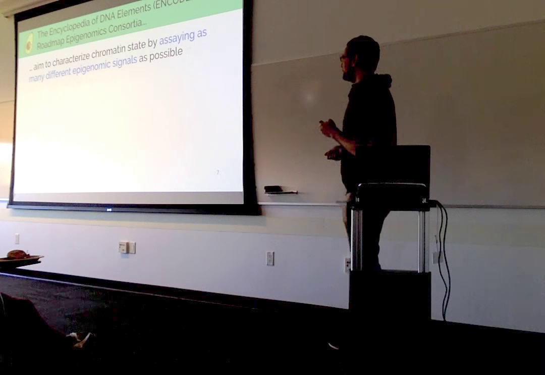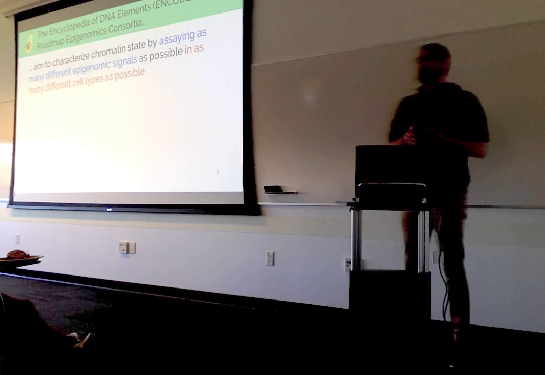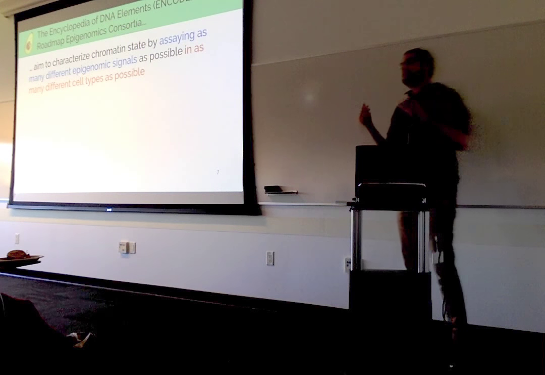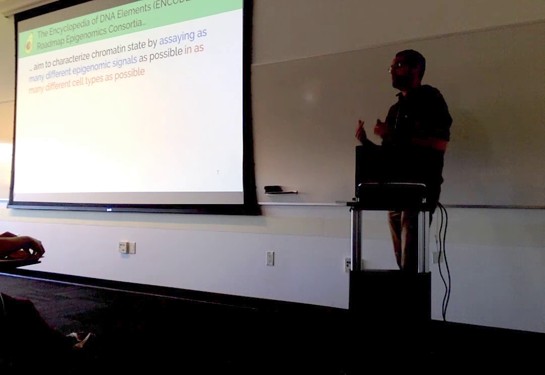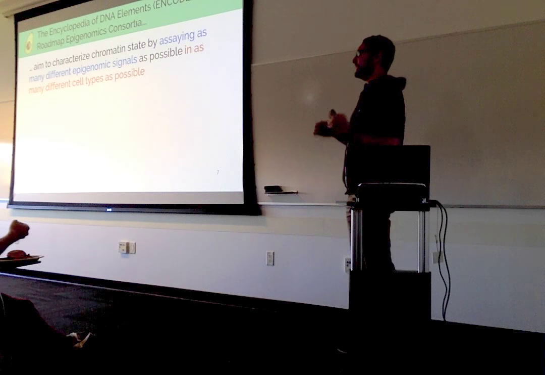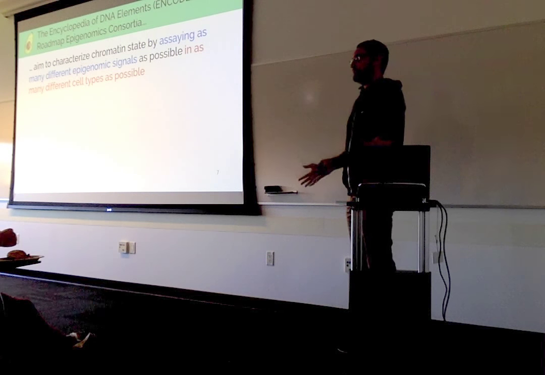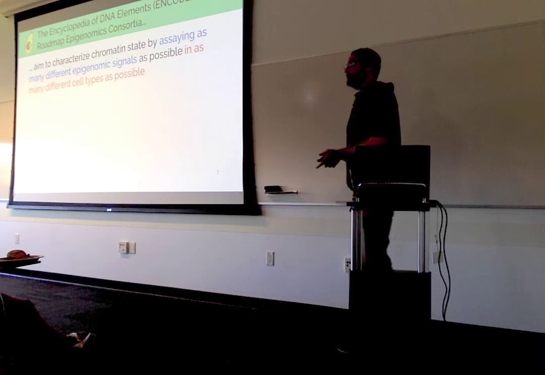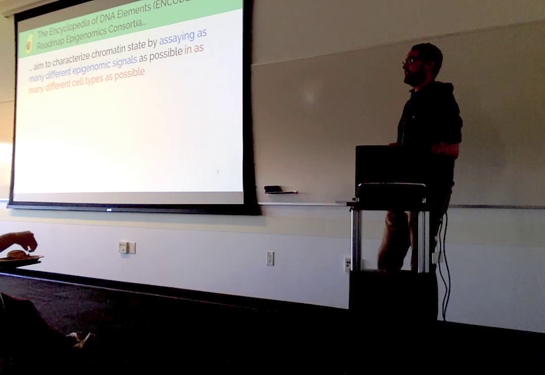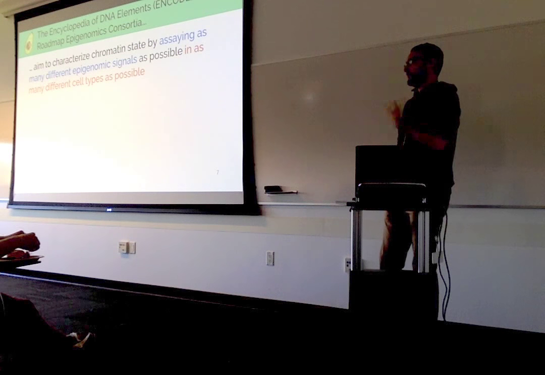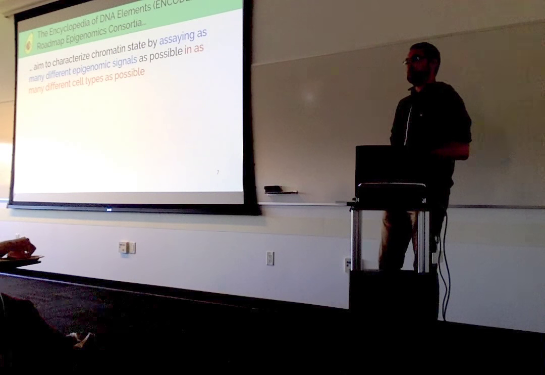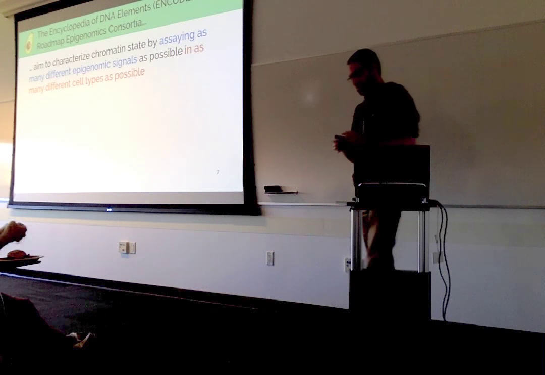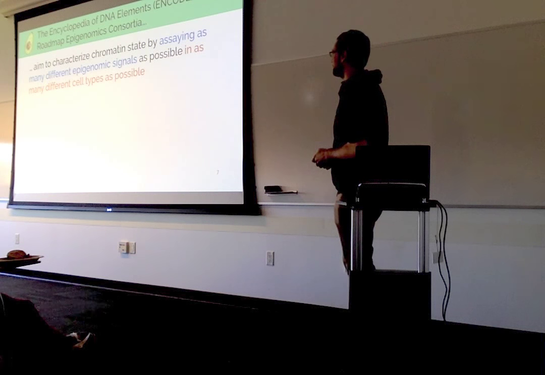But it's not sufficient to run each one of these assays once. You need to run each one of these assays in every cell type of interest. And so they want to try to characterize the epigenome by looking at as many different cell types as possible. The Roadmap project looked at only 127 cell types in depth, whereas the ENCODE consortium is looking at many hundreds of cell types to try to characterize their differences.